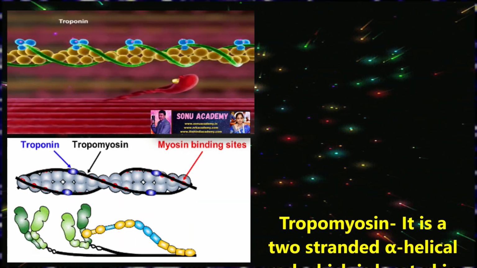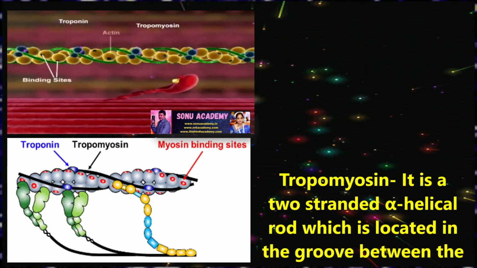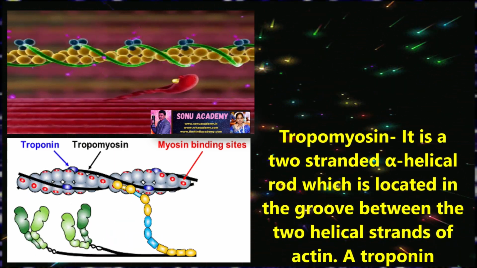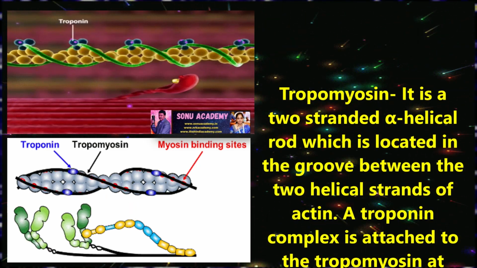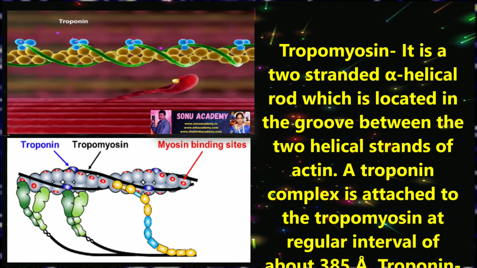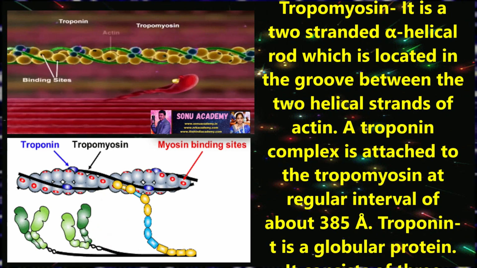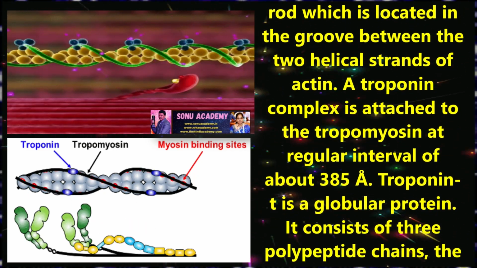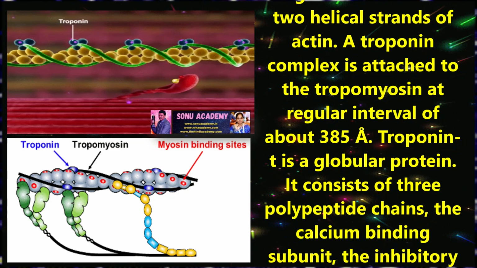Tropomyosin. It is a two-stranded helical rod which is located in the groove between the two helical strands of actin. A troponin complex is attached to the tropomyosin at regular intervals of about 385 angstroms.